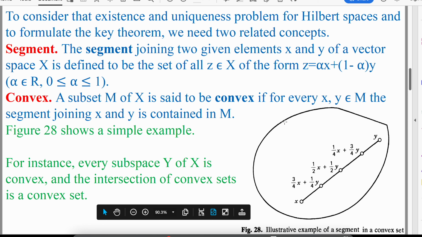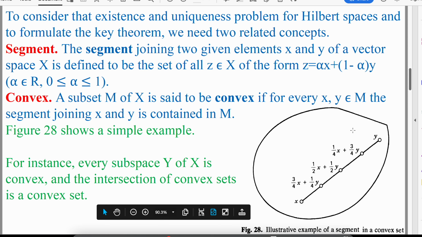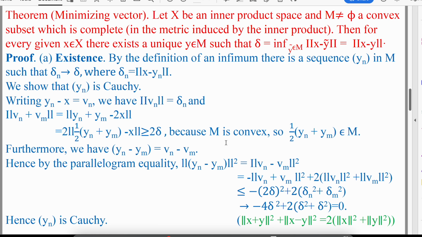Now a subset M of X is said to be convex if for every x, y belonging to M, the segment joining x and y is contained in M. Like in this example, also every subspace Y of X is convex, and the intersection of convex sets is convex.